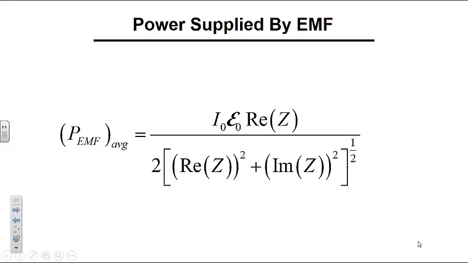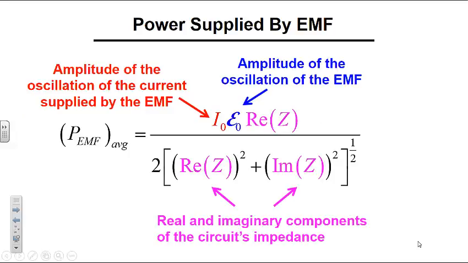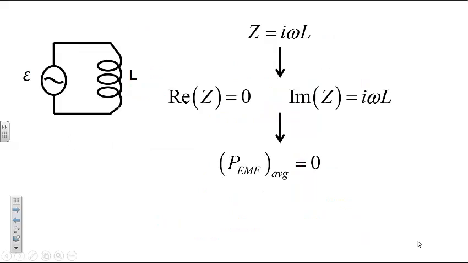This is the equation for the average power supplied by the EMF to the circuit. It depends upon the amplitude of the oscillation of the current supplied by the EMF to the circuit, the amplitude of the oscillation of the EMF, and the real and imaginary components of the circuit's equivalent impedance. The number 2 in the denominator takes care of the oscillating nature of the EMF and the current. We don't need to include any exponential terms. For our simple circuit with only an inductor, the real portion of the impedance is 0. Therefore, the EMF in this circuit does not supply any power on average to the circuit.